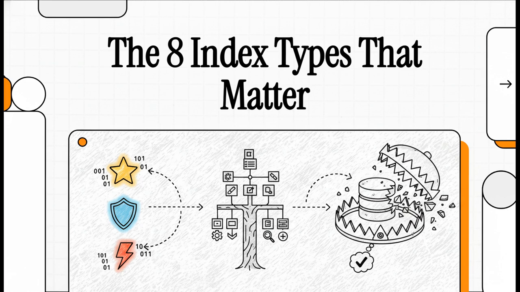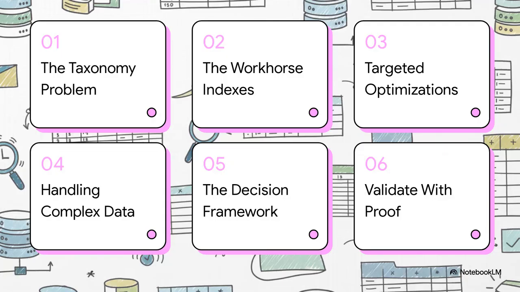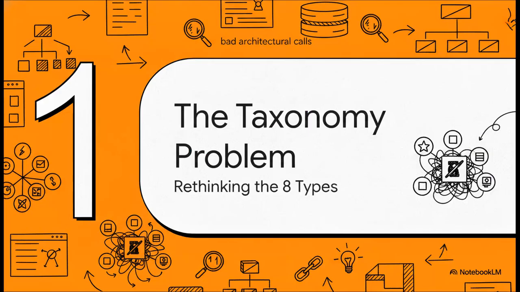Today, we're going to completely dismantle that myth and build a real, authoritative mental model of the database index types that actually matter. Here's how we're breaking it all down today. We'll start with the index taxonomy problem, move into the workhorse indexes, look at some highly targeted optimizations, figure out how to handle complex data, build a reliable decision framework, and finally, validate everything with hard proof. Let's get into it.